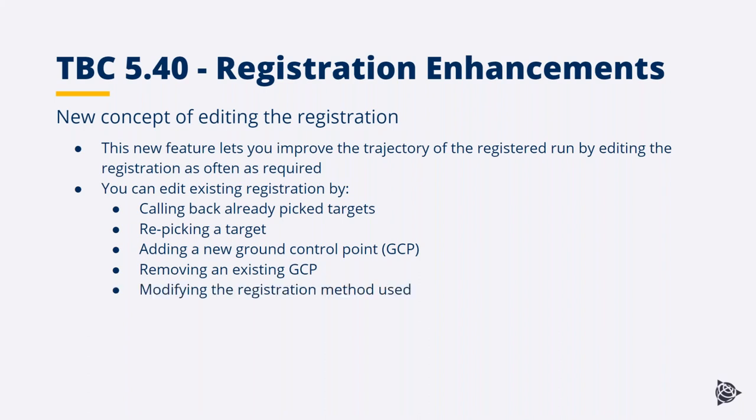You can modify the registration method used. You know that we have 3 different types of registration computation: global, local, and a combination of those. So you can swap between them. And finally, you can also change the individual settings related to one GCP. For example, you can later change if the control point is used only for horizontal correction or vertical correction of the data.